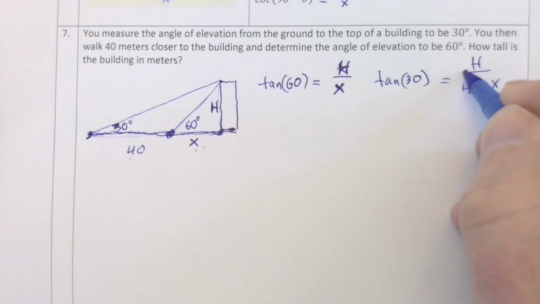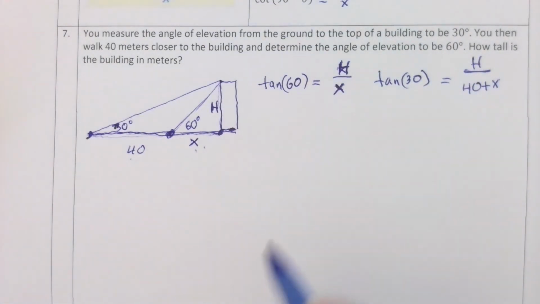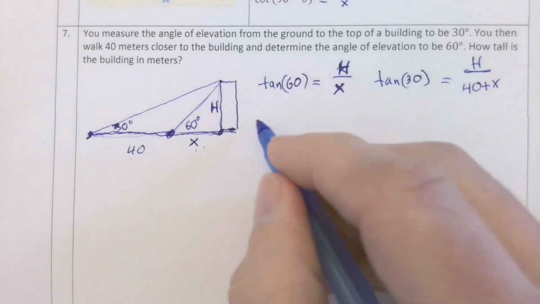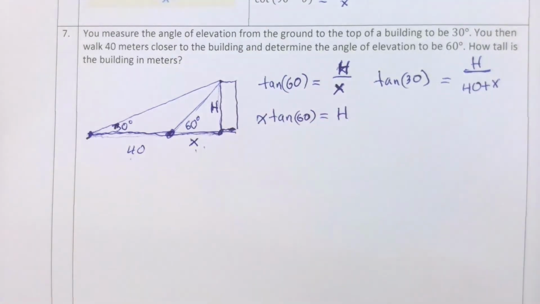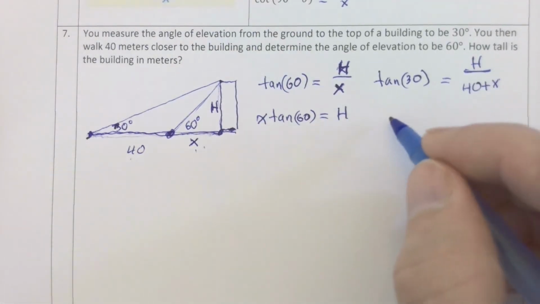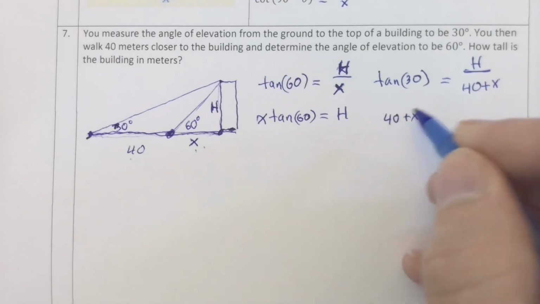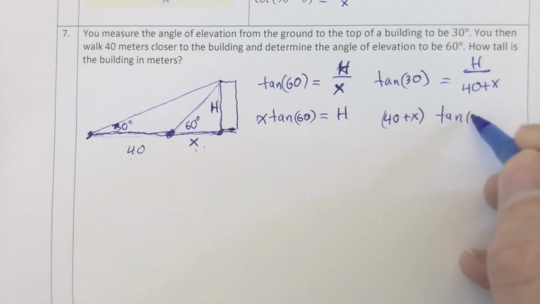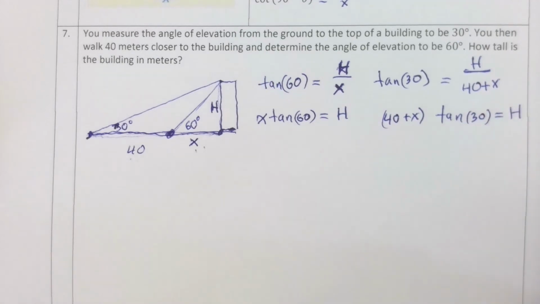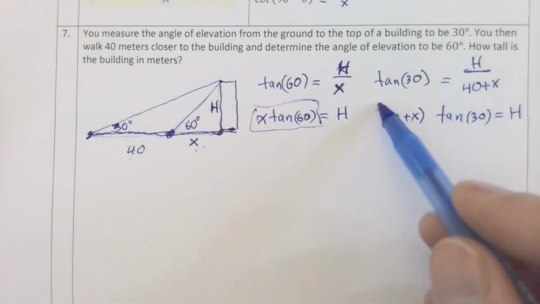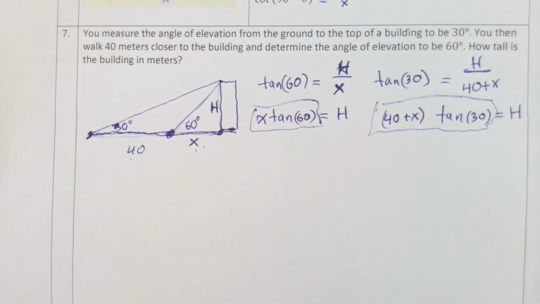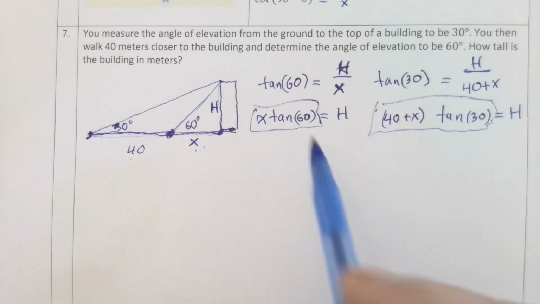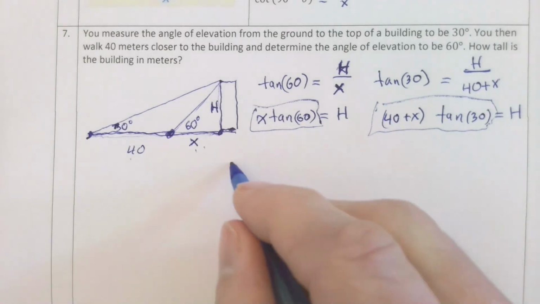Now what I'm going to do is solve both these equations for h. So when I solve this one for h, I multiply both sides by x. I get x tangent 60 degrees equals h. And this one, if I multiply both sides by 40 plus x, I get 40 plus x times tangent 30 equals h. Why did I do that? Well, because now I have two expressions equal to h. If this is equal to h, and if this is also equal to h, then these two expressions are equal to one another. So either by transitive property or substitution, whatever you like to call it, I can say that these are equal.